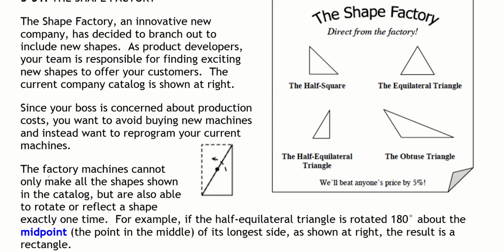For example, if the half equilateral triangle is rotated 180 degrees about the midpoint, that is the middle of its longest side, as shown at right, the result is a rectangle. Oh yeah, I can see this. If I took this shape right here and rotated it 180 degrees about the longest side, I could get a rectangle. In fact, let's take a look at that in the Shape Factory.